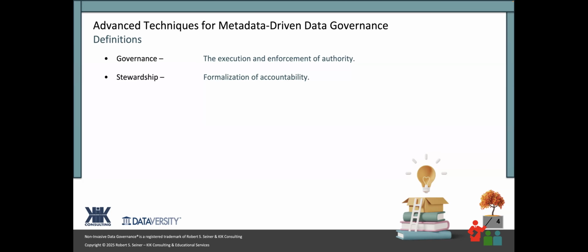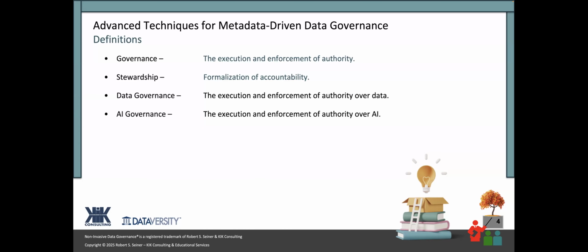And then stewardship, I also had a longer definition: the formalization of accountability for the management of data and data-related assets. I've stripped that off as well to just define stewardship. If you look up the word steward in the dictionary, the definition is somebody who takes care of something for somebody else. So there's a level of accountability there. If we're going to talk about stewardship as part of our governing efforts, we need to formalize accountability for the management, for the governance of whatever it is that we're governing. So again, the execution and enforcement of authority, the formalization of accountability.